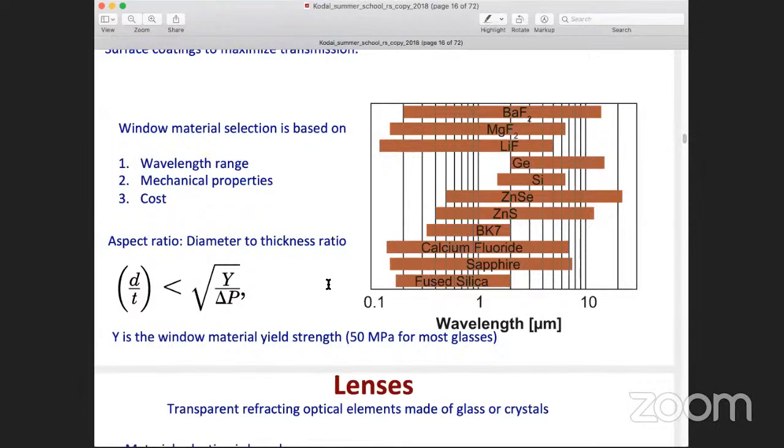Generally, for all these optical windows, there is a definite ratio between D, the diameter, and the thickness. The diameter by thickness should be less than the square root of the Young's modulus over delta P, where delta P is the difference in pressure between the two sides of where the window is kept.